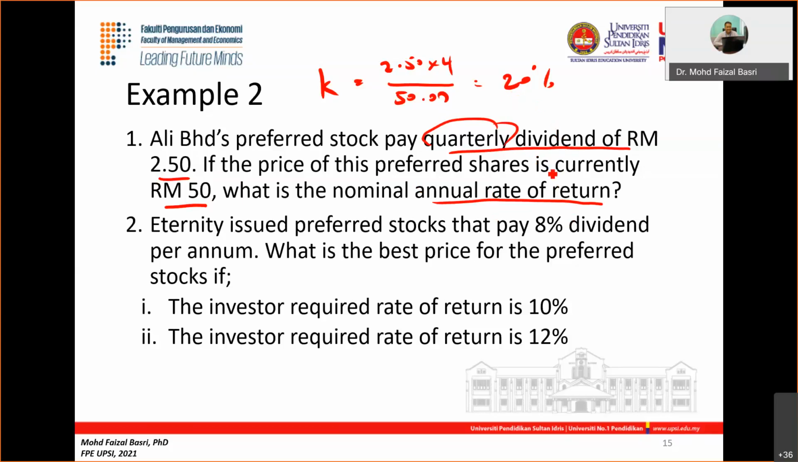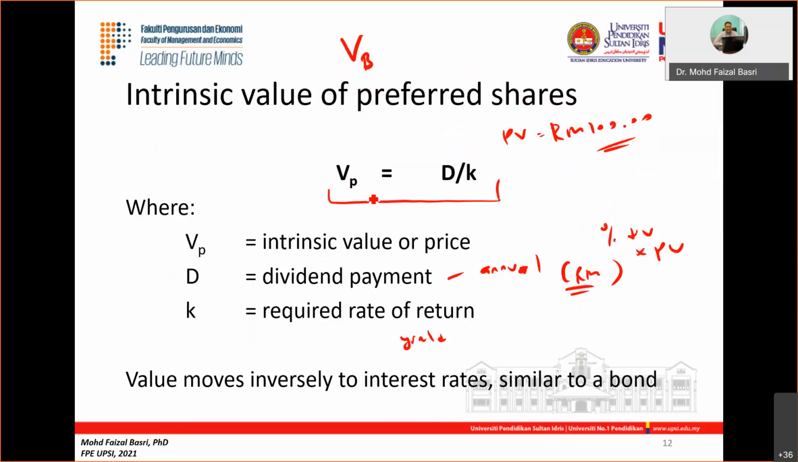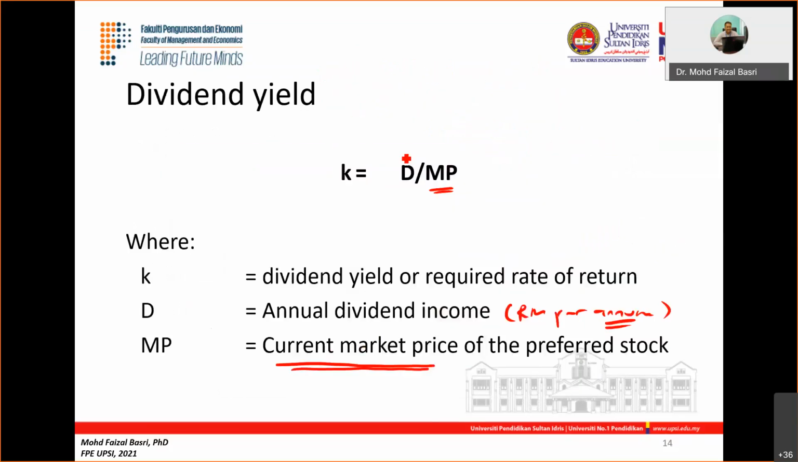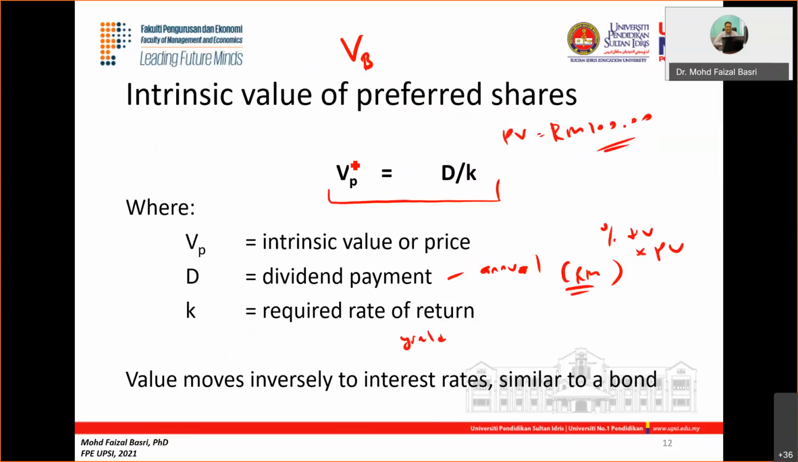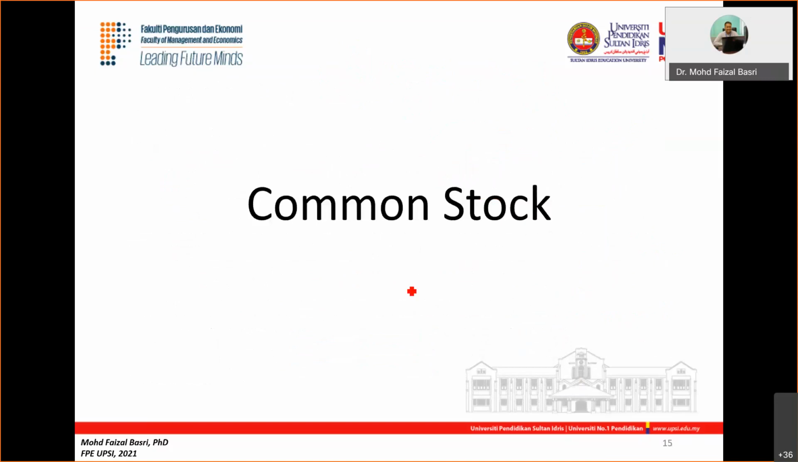So that's it. For preferred stocks, there's only two possibilities. Either they ask you to find the VP or the rate of returns. That's it. Very straightforward. But in fact, you just memorize this formula, you can answer both questions. Okay. Now, any questions for preferred stocks?